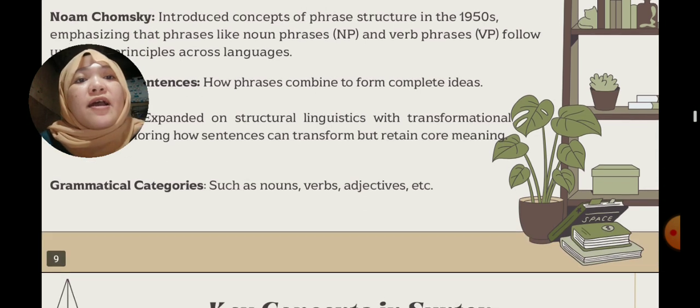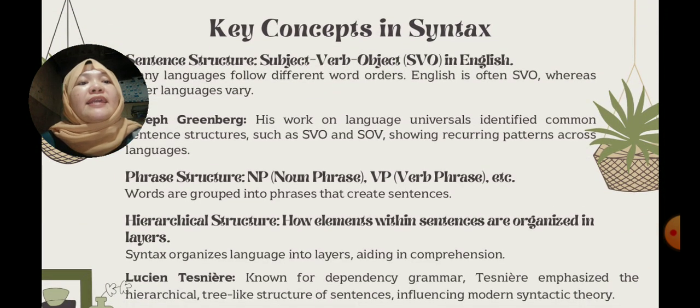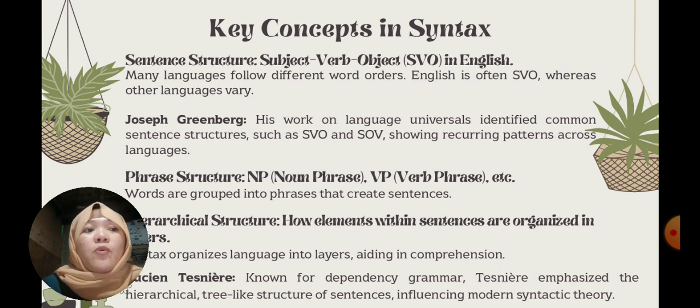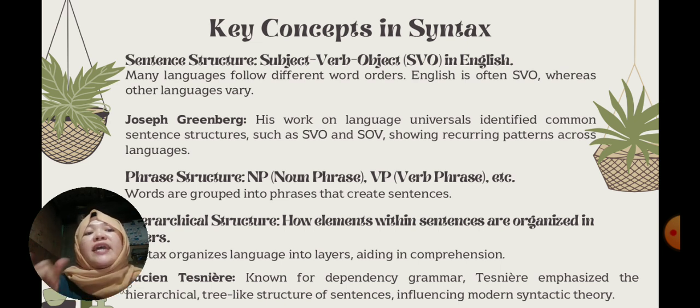All right, now next, let us proceed with the key concepts in syntax. We have sentence structure. We have the subject verb object, SVO in English, where many languages follow different word orders, which is English often uses the SVO or subject verb object, whereas other languages vary. Okay, and Joseph Greenberg, in his work on language universals, identified common sentence structures such as SVO and SOV, showing recurring patterns across languages.